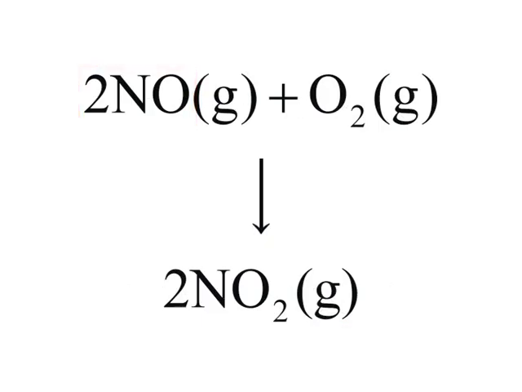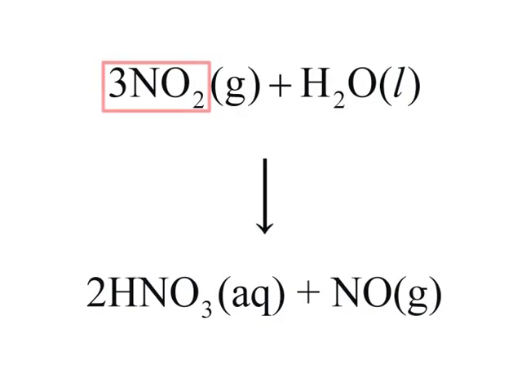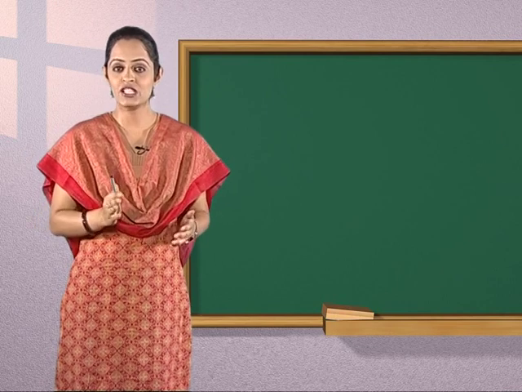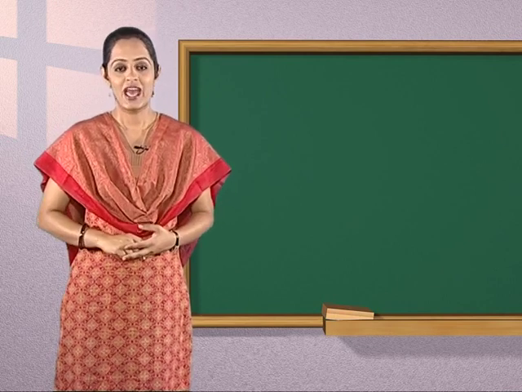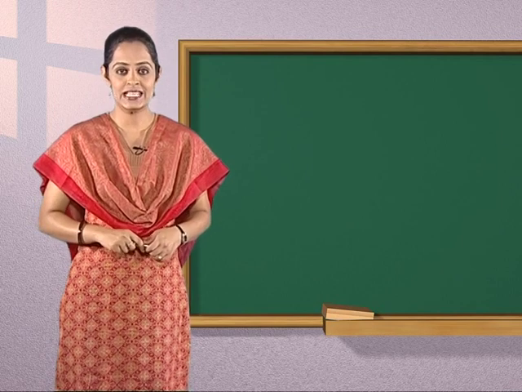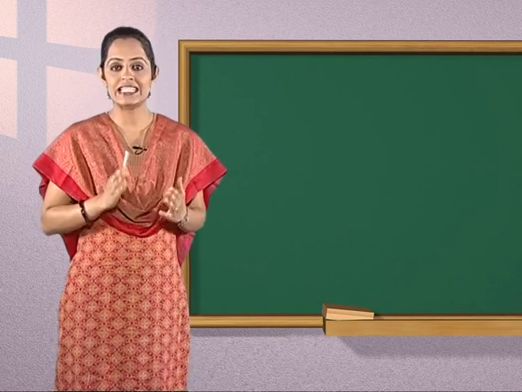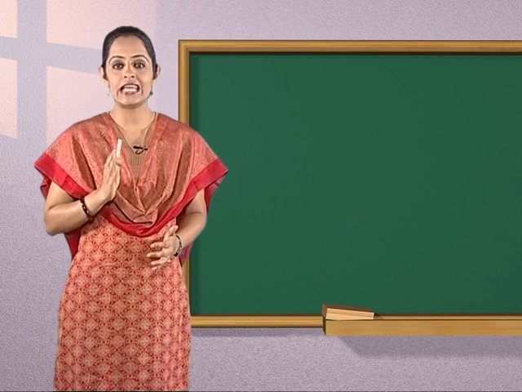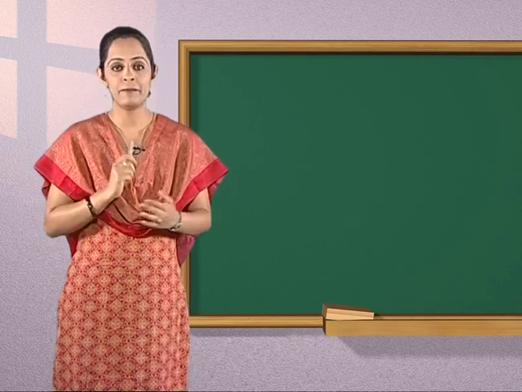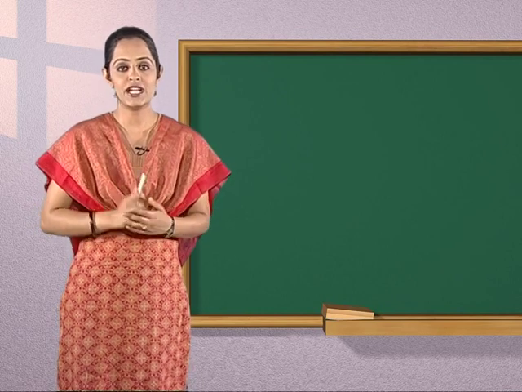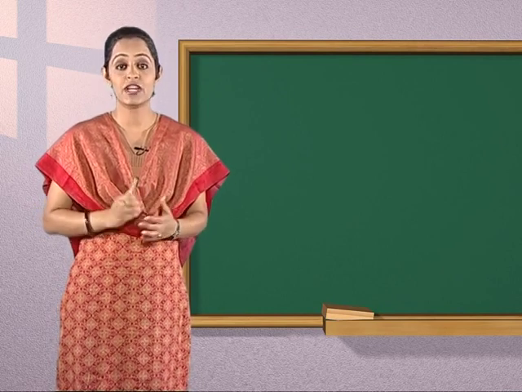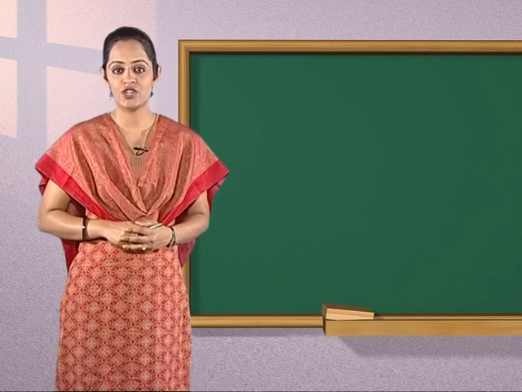Nitric oxide thus formed readily combines with oxygen to give nitrogen dioxide. Nitrogen dioxide thus formed dissolves in water to form nitric acid and nitric oxide. The nitric oxide thus formed is recycled and the aqueous nitric acid is concentrated by distillation to give 68% nitric acid by mass. Further, concentration to 98% can be achieved by dehydration with concentrated sulfuric acid.